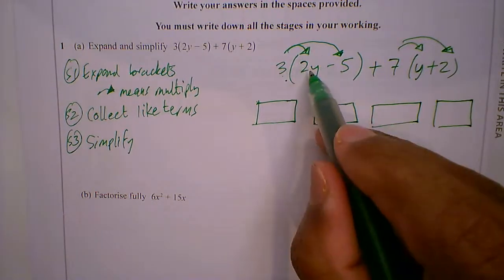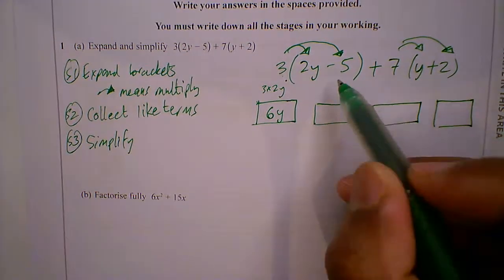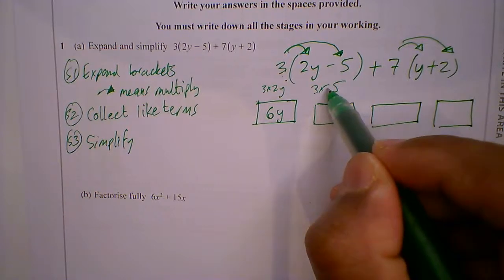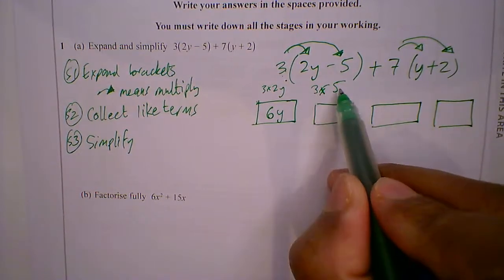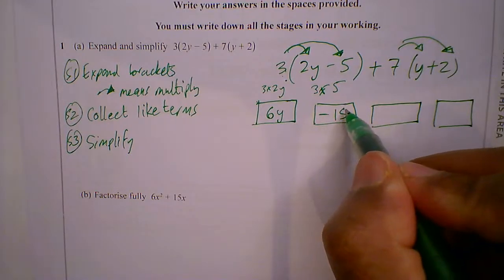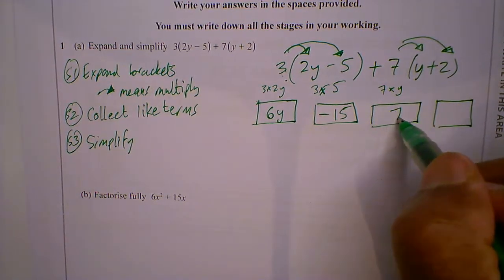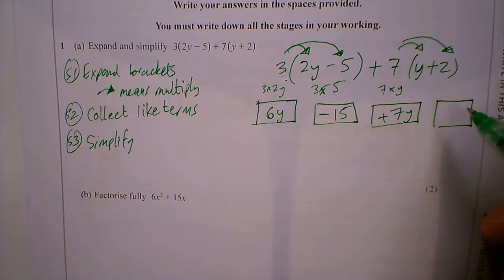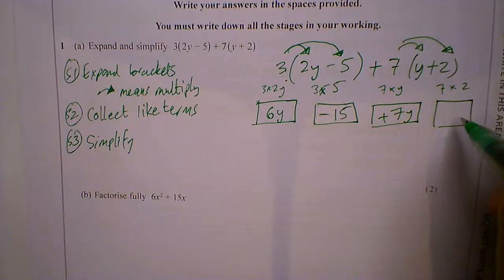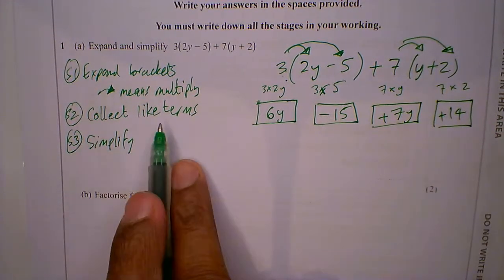So 3 times 2y. 3 times 2 is 6, so that's 6y. 3 times minus 5, a positive and a negative gives me a negative. 3 times 5 is 15. 7 times y is just 7y. And because it's positive, I can add a plus. Then I've got 7 times 2 gives me 14, so that's plus 14. So I've expanded the brackets.